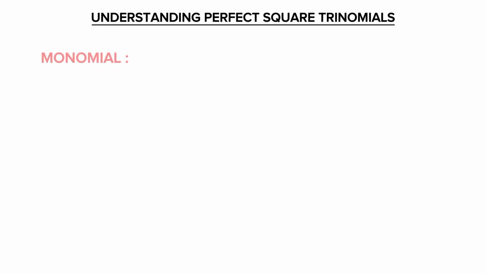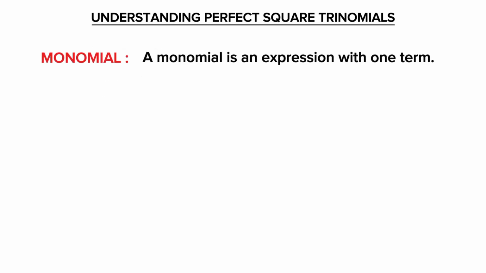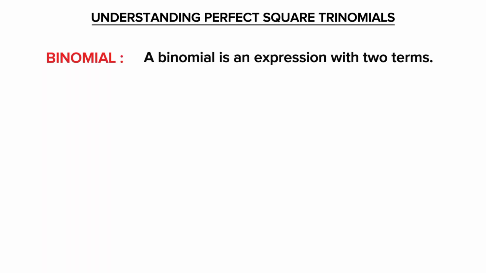binomial. Monomial. A monomial is an expression with one term. Examples are 5x, minus 3, 7, a squared b. It's just a single term, no addition or subtraction separating each term. Binomial. A binomial is an expression with two terms. Examples: x plus 3, 2a minus 5. Two terms, joined by a plus or minus sign.